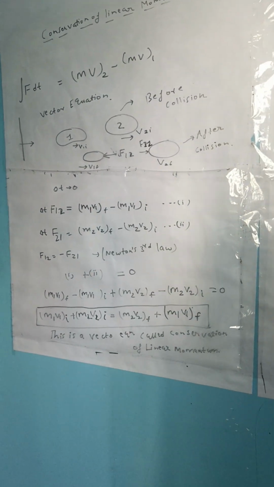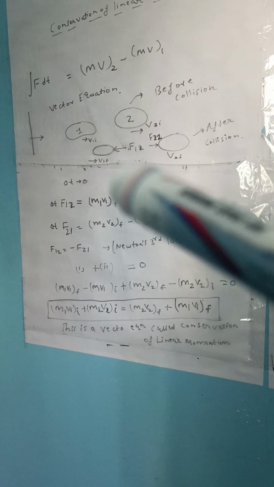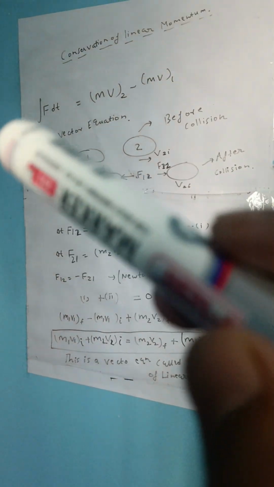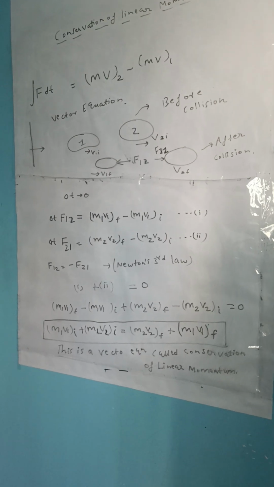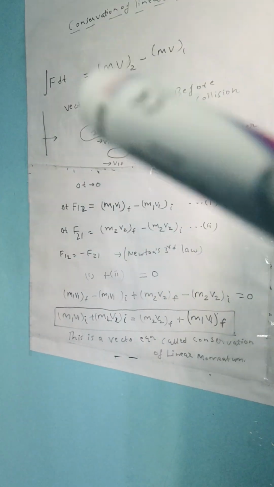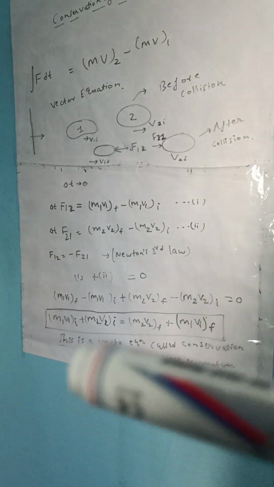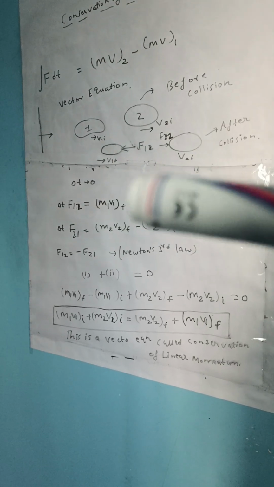So what we do now is, first we draw the picture before collision and after collision, then we apply the impulse-momentum equation. For a very short time interval, if they collide, the force is constant, so the force will come out of the integration, and the integration of dt is delta t. So first we apply this equation on body 1.